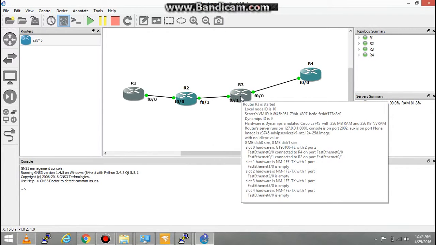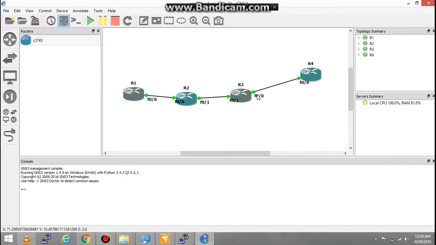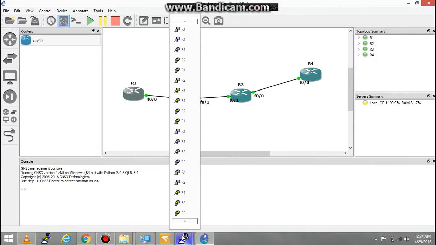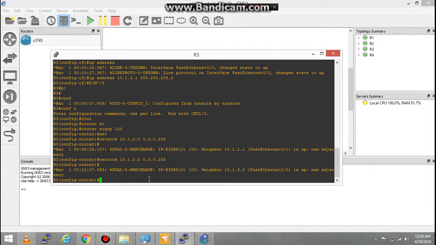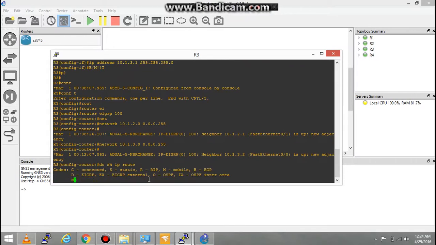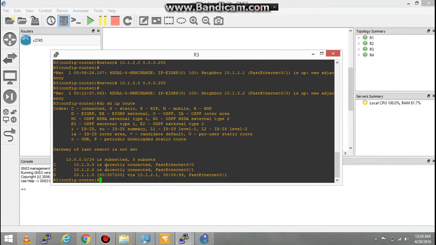Again in R3's routing table, it is mentioned that if you want to go to network 10.1.3.0, forward the packet via FastEthernet 0/0. It does that and finally it reaches R4 and the ping is successful. So you can see it over here. If I do a show ip route command, you can see that two routes are directly connected, and in order to go to the network 10.1.1.0, it has to go via FastEthernet 0/1 and the next hop is also given.